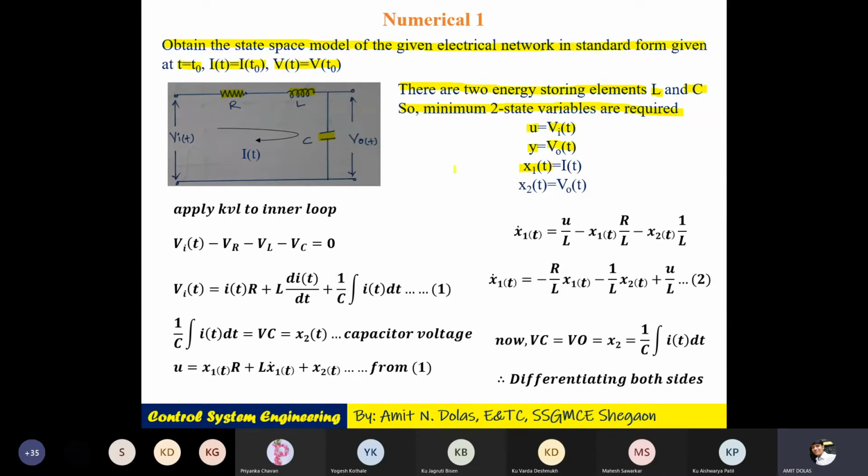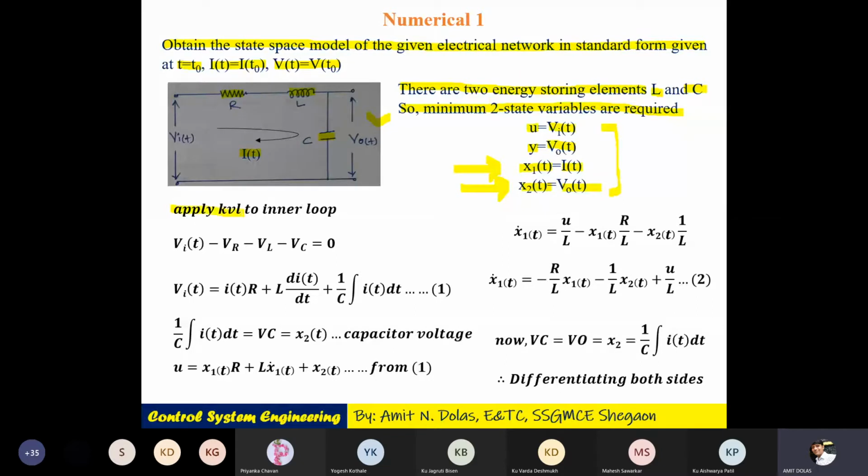x1 of t is one of the states, and one of the states is current, since current will change and voltage will change. Another state, say x2 of t, is nothing but voltage. So whatever the network, you will find out these parameters, that is, how many states are there and what are the input and output.